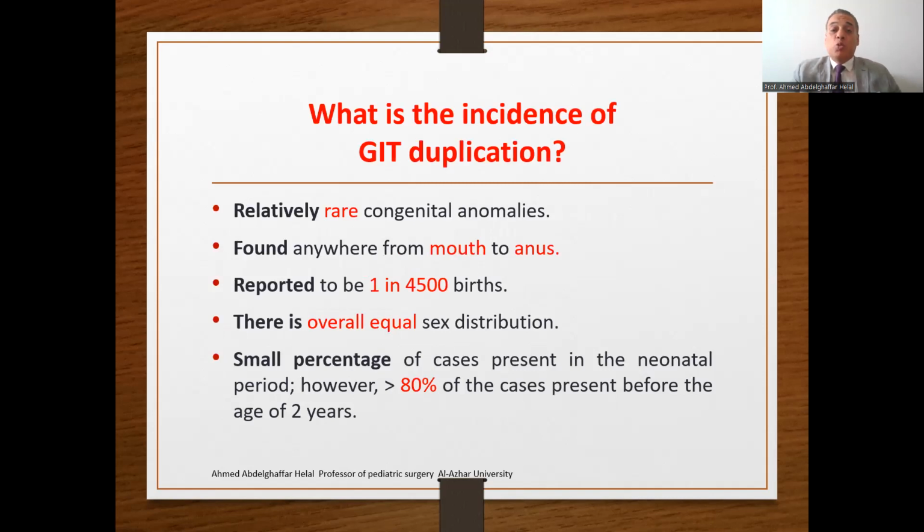The second question is, what is the incidence of gastrointestinal tract duplication? It's a relatively rare congenital malformation, found anywhere from the mouth to the anus, reported to be about 1 in 4,500 births. There is an overall equal sex distribution between male and female, and a small percent of cases present in the neonatal period. However, more than 80% of the cases present before the age of 2.